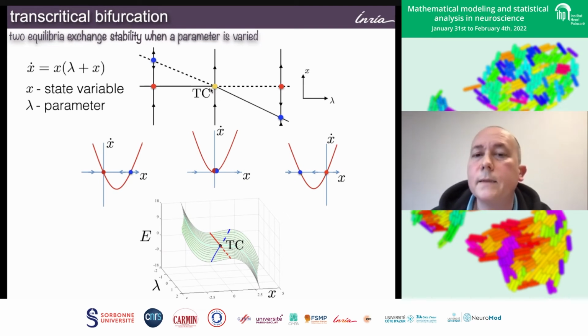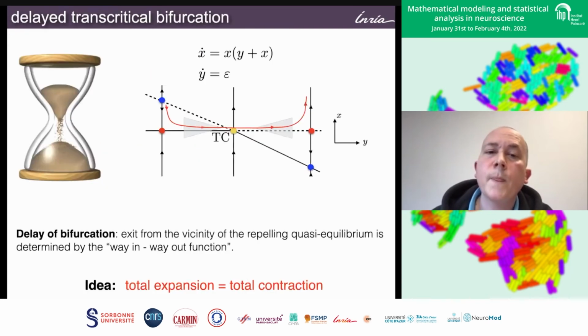And if you move a parameter statically, you see that these two stationary states get closer and closer to each other. They merge at this particular value of lambda, the parameter. Then they exchange the relative position and stability. So the one that was stable becomes unstable and vice versa.